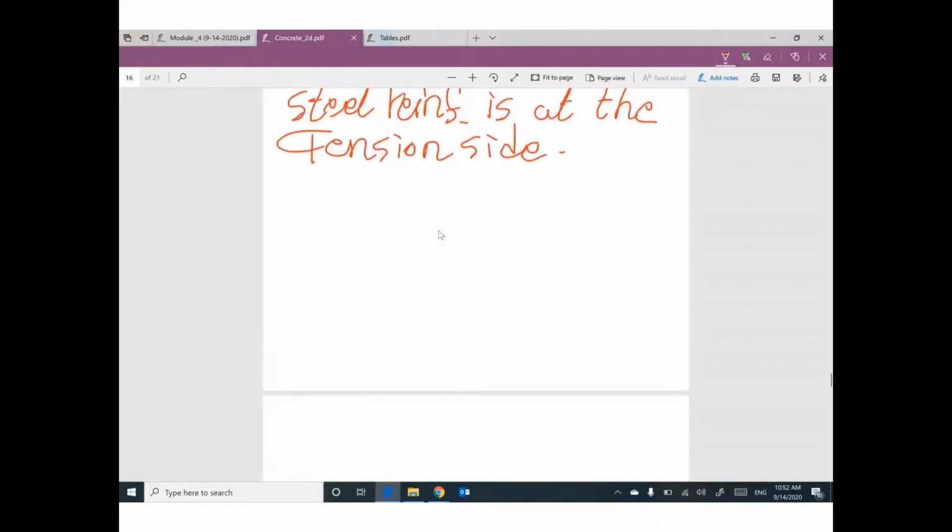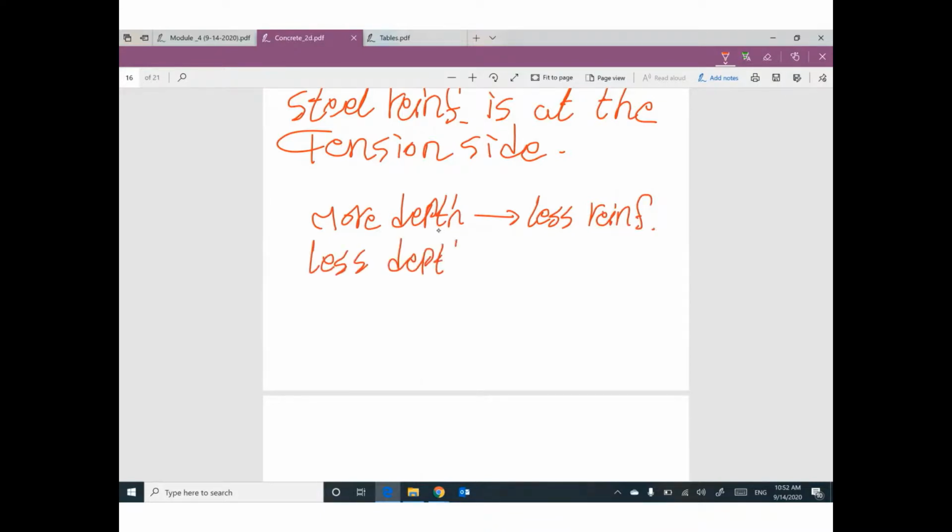more depth, less reinforcement. Less depth means more reinforcement. My question is for you: which one do you think is more expensive, to buy steel reinforcement or to buy concrete?